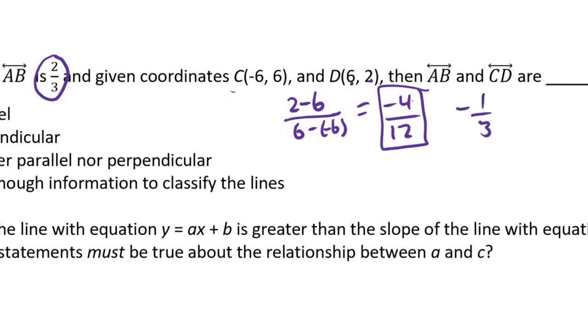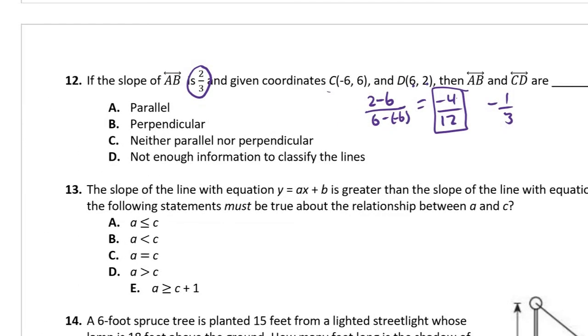See, you don't need to waste any time by trying to write all the formula, blah, blah, blah. It's a waste of time. Now, negative 1/3 will be the slope of a line passing through C to D. So that means CD is negative 1/3. But AB is 2/3.